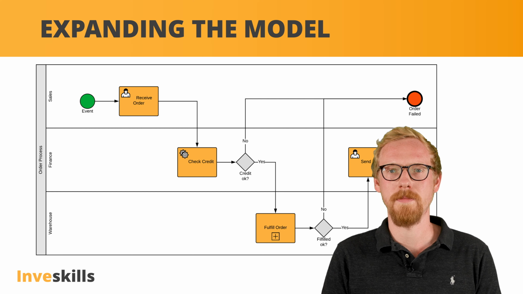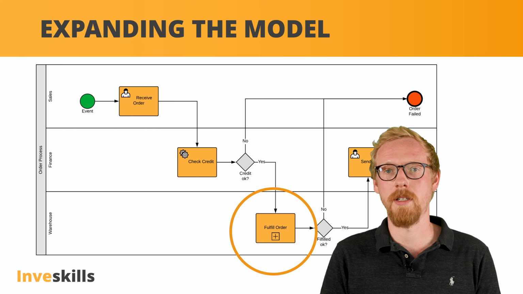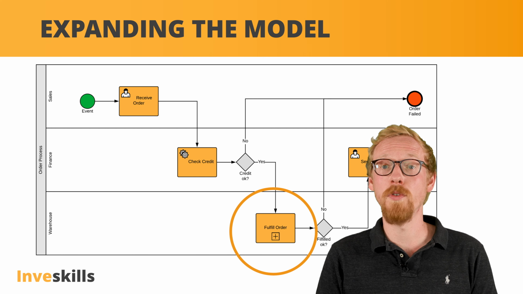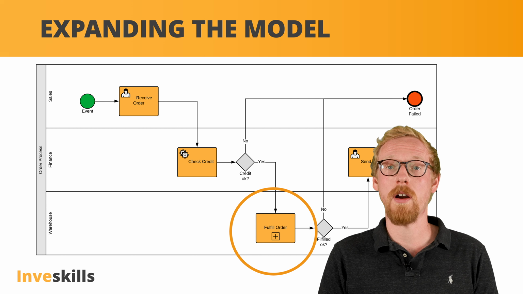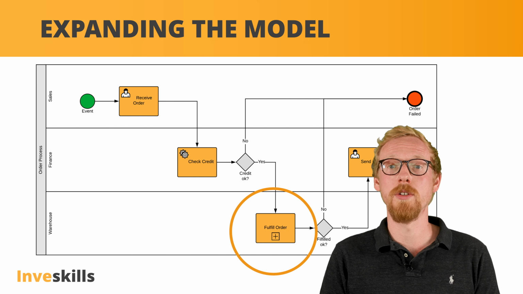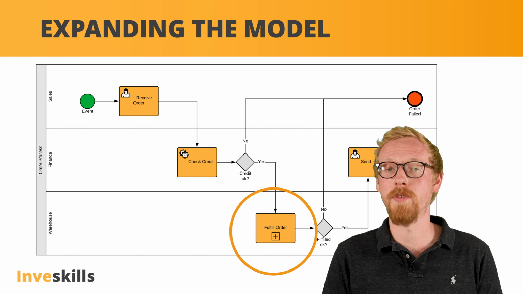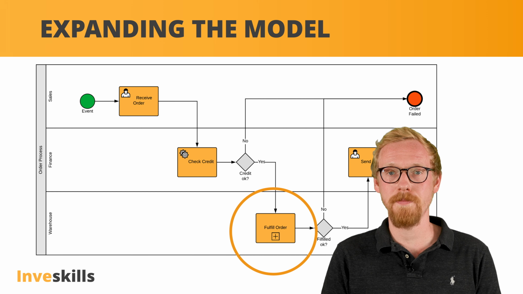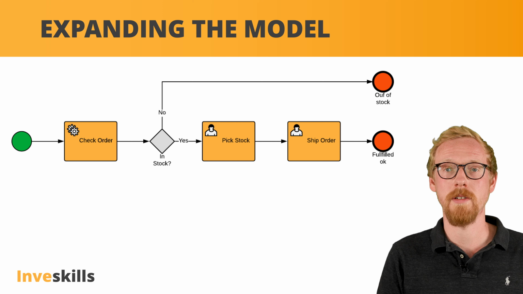Expanding the model. Let's apply the knowledge of subprocesses to the existing order process. We already marked the fulfill order activity as a subprocess. We will expand the process hierarchically, which means we will use a hyperlink to go to a blank canvas where we will specify the order fulfillment process. Open a new canvas in Lucidchart or your tool of choice.